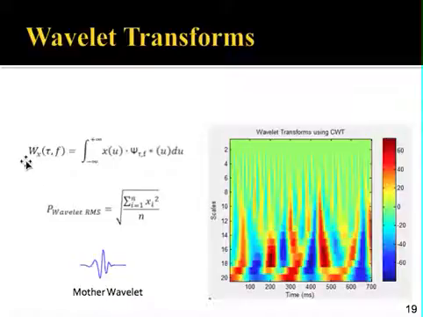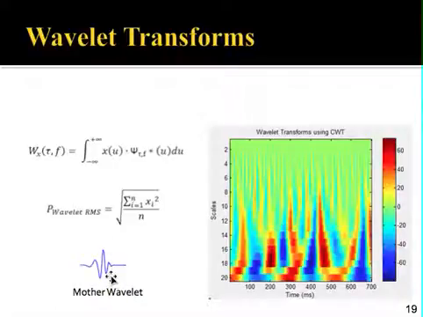This is like a correlation integral, and what comes out of that is how similar, at a given time, your data is to this mother wavelet. Obviously, if they're highly similar and highly correlated, then you're going to get high values. If they're not highly similar and not highly correlated, you're going to get smaller values. So you take this mother wavelet and you do this correlation, and then you do what's called scaling the mother wavelet.